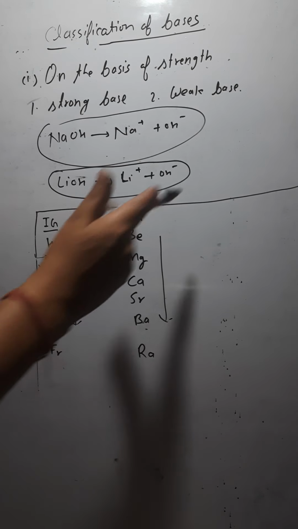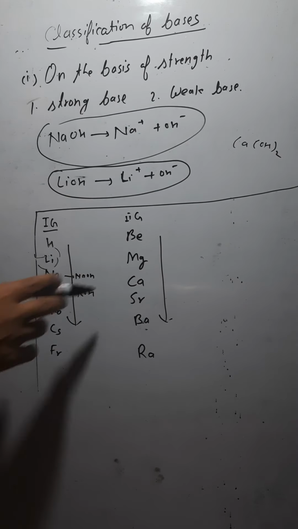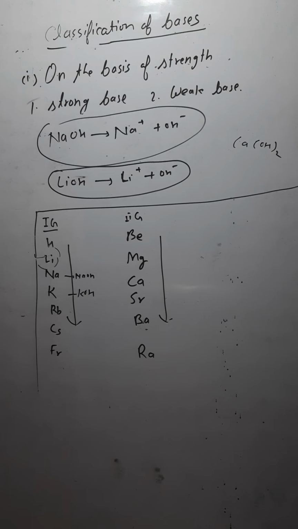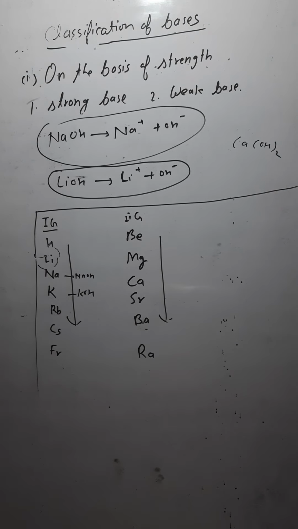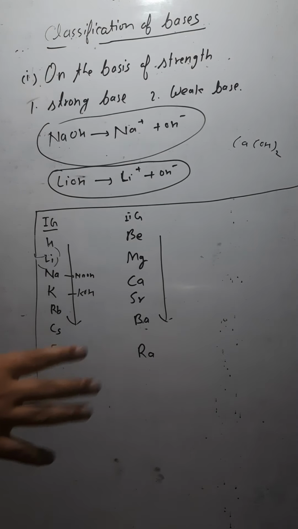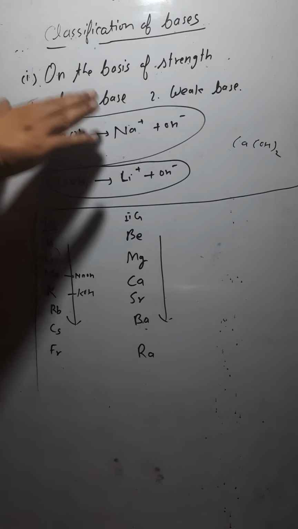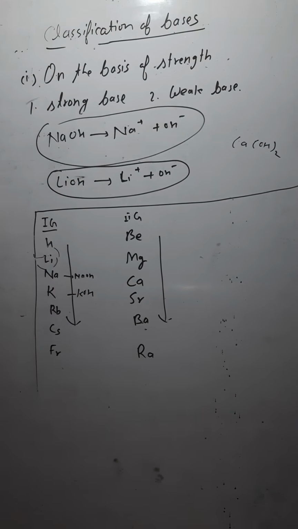But the base formed by calcium would be calcium hydroxide, Ca(OH)2. It would form a strong base, and it would be stronger than the magnesium one. So this is how we find out whether a given base is a strong base or a weak base. Are you getting it or not? So you just note it down for your brief knowledge. Then I would be writing all about the strong base and the weak base. Just note it down.